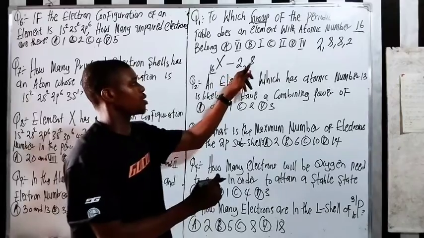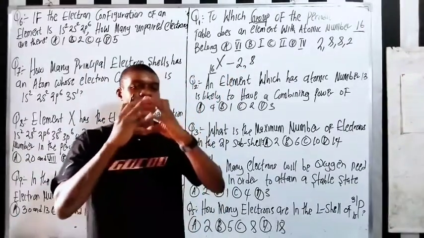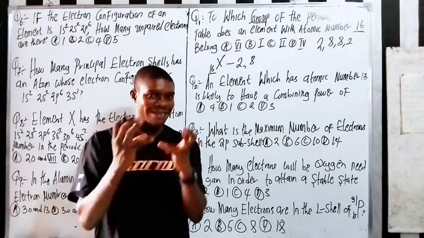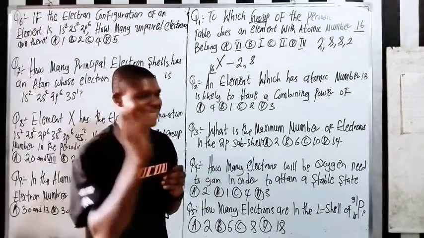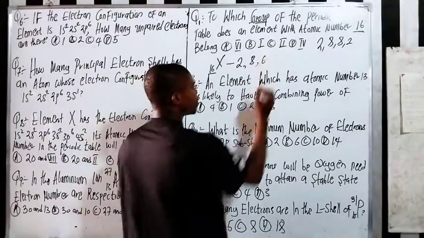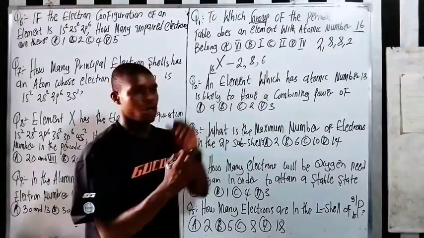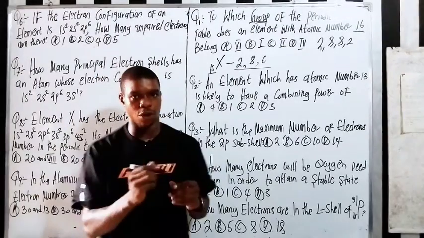So 2 plus 8 is 10. That is, out of the 16 electrons, I've used 10 electrons, right? How many will be left? 6. So the third shell will take 6. Normally it's supposed to be 8, but the number of electrons I have left is 6. So I can easily use this to predict the group it belongs to.